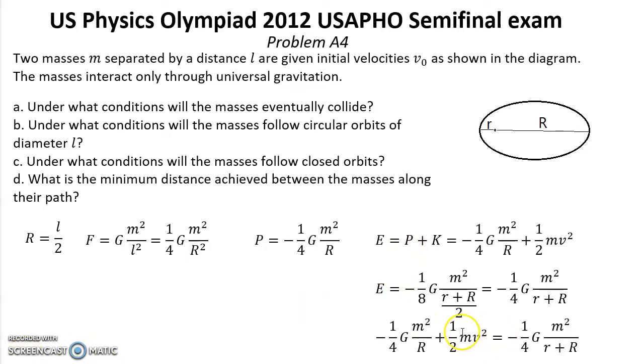This is our equation, and the square of the velocity equals this expression, or if we go back to L, we have this expression. For exactly this velocity, these two planets in the closest position will just touch each other. It means that for velocities less than this expression, they will collide. That's the answer for question A.